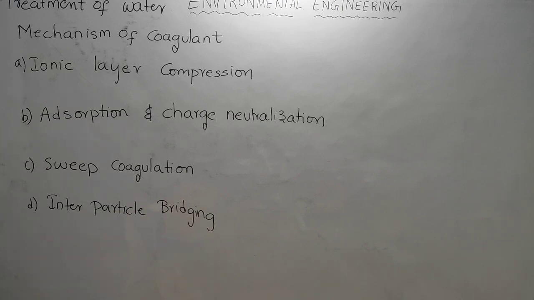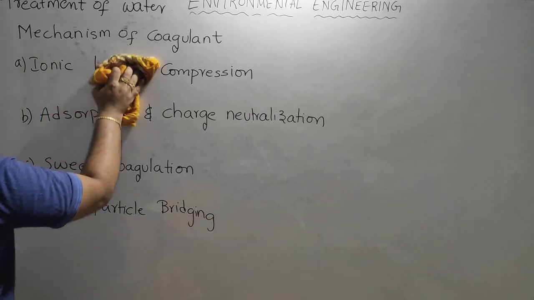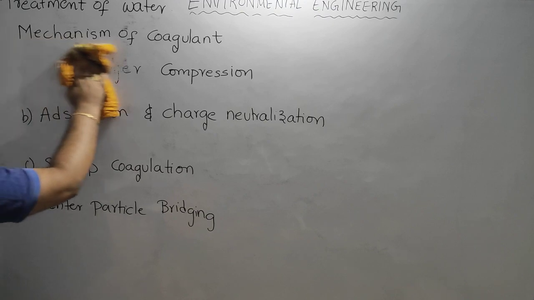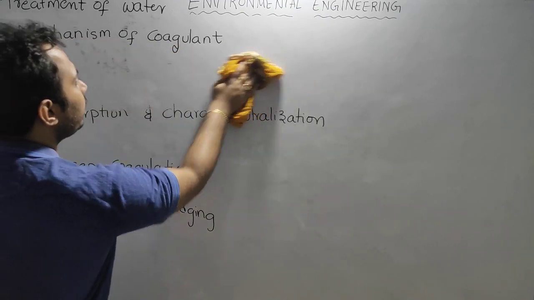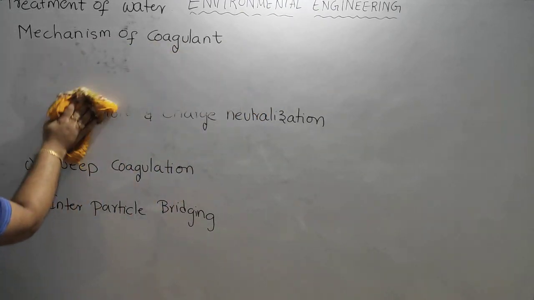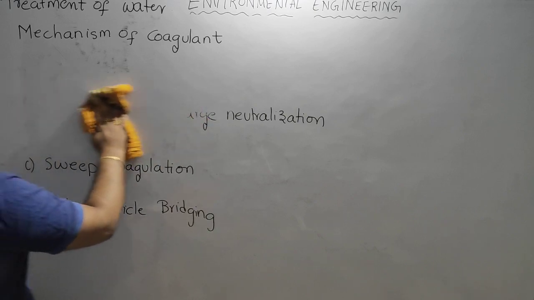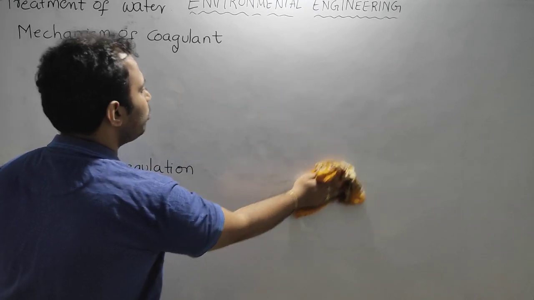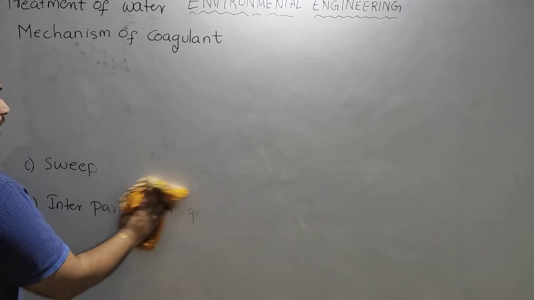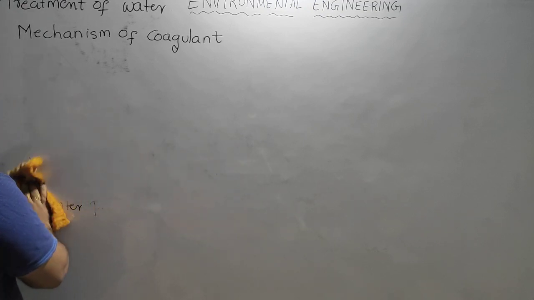So what is the first mechanism? We will study in detail the different kinds of mechanisms and why these are called ionic layer compression, adsorption, sweep coagulation, interparticle bridging. All those things we will learn. So first one is ionic layer compression. Generally, the finer suspended material carries a negative charge because of the wear and tear, or the friction of the fluid during its movement. Because of the friction, they carry a negative charge on their surfaces.